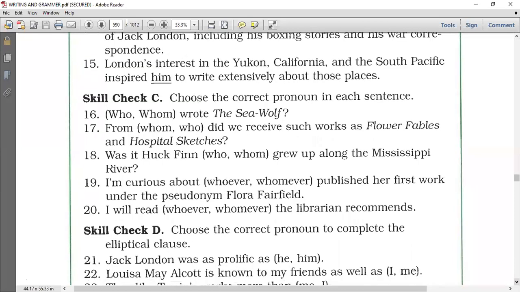Thank you. I'll move to skill check C. Choose the correct pronoun in each sentence. A piece of cake. Who can do number 16, please?